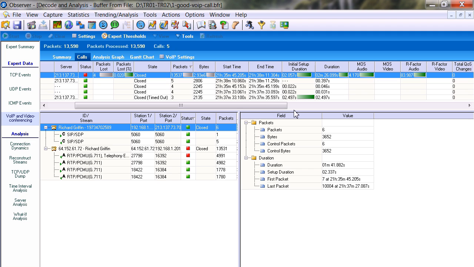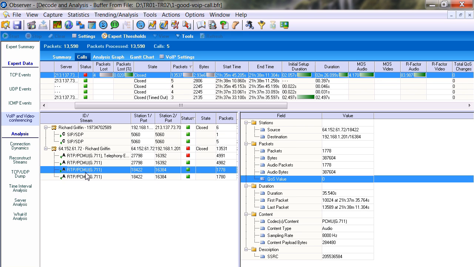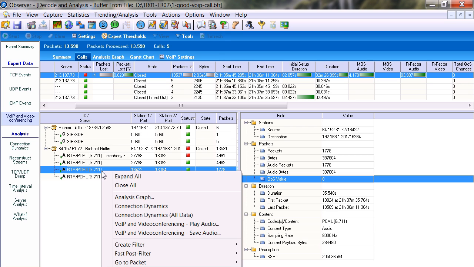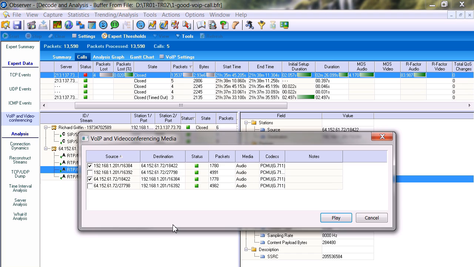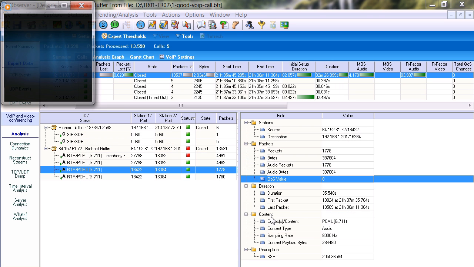And then finally, we can listen to the call if you want. That's one of the things for jitter purposes, to see if there are any problems. You can click a call, right click the call, and say I want to play the audio, and the analyzer will say, okay, which streams do you want to play? It knows which two streams go together, and I can say I'm going to pick this first stream and say play.